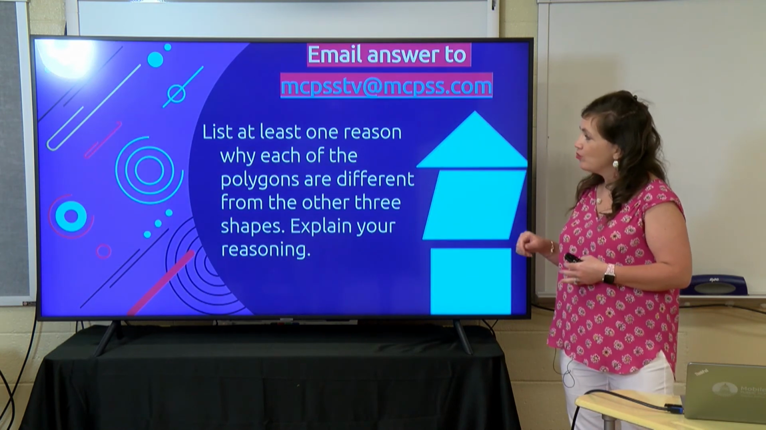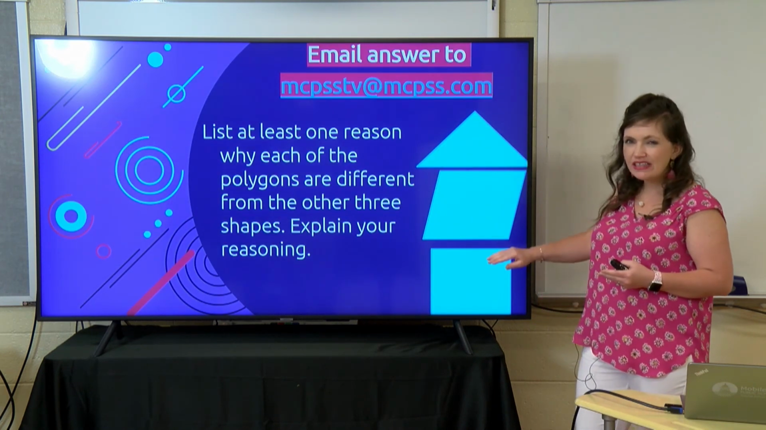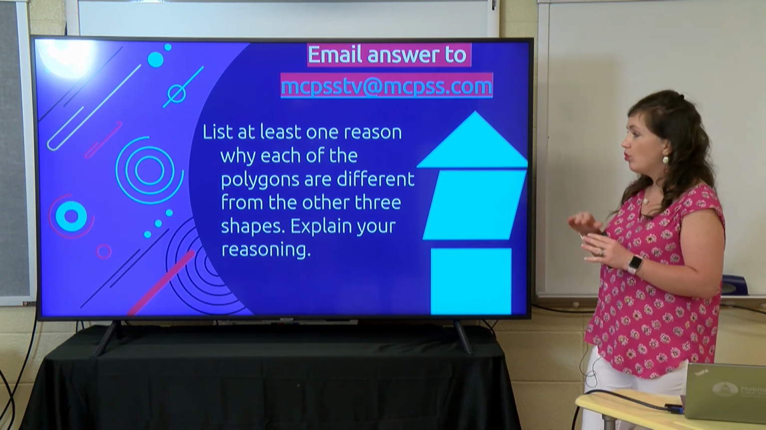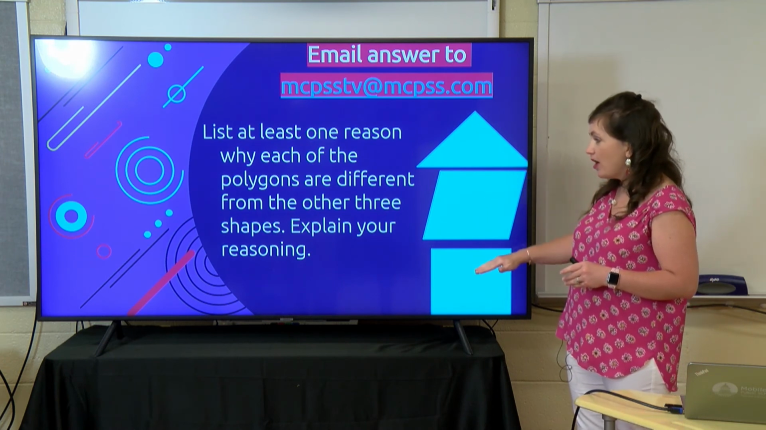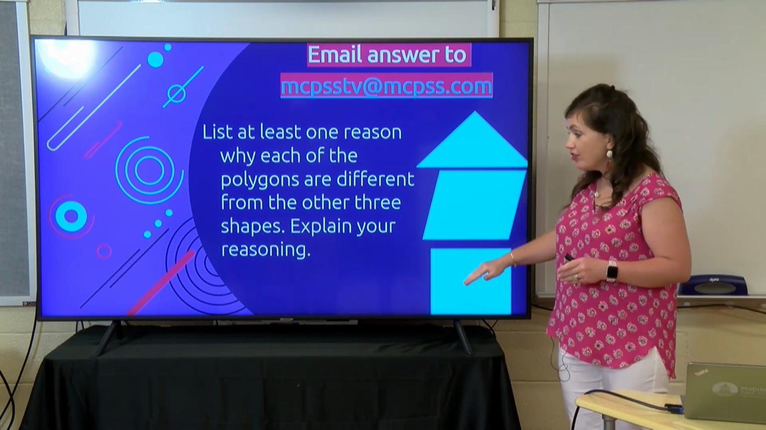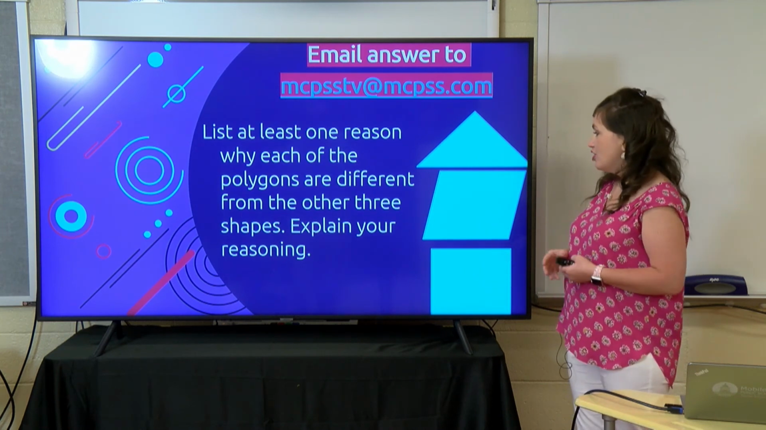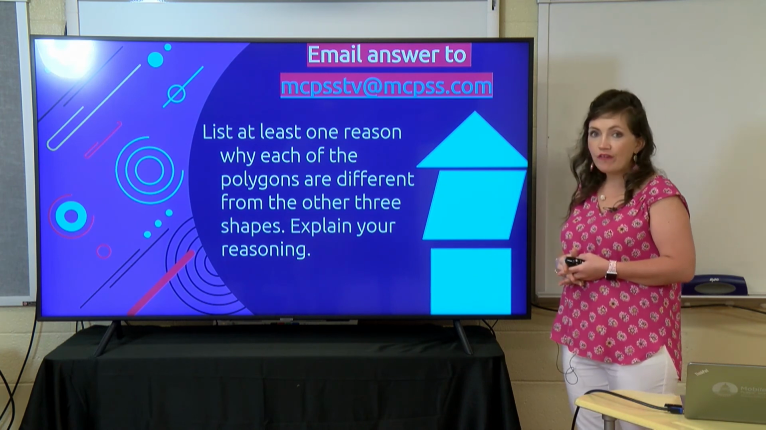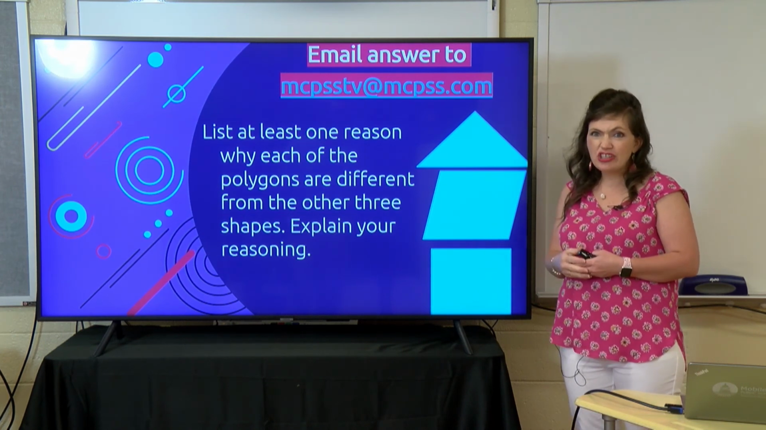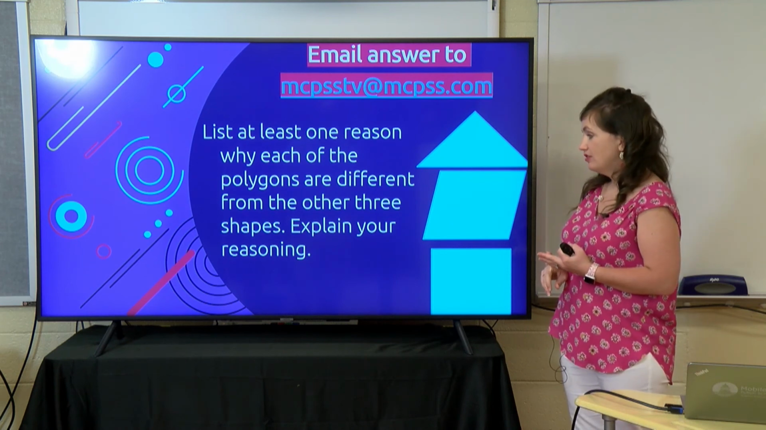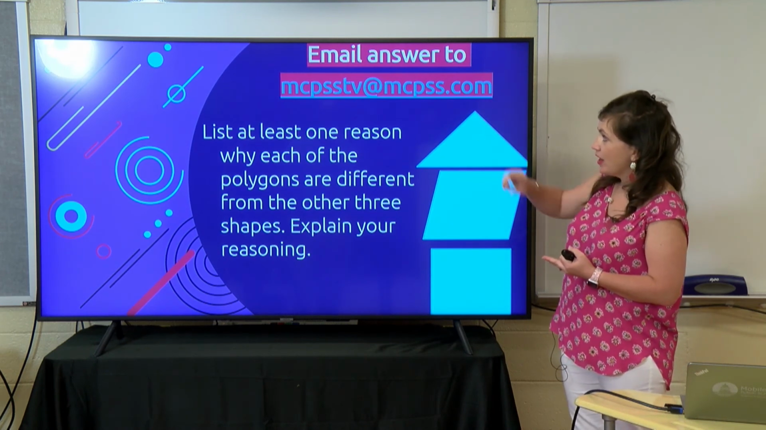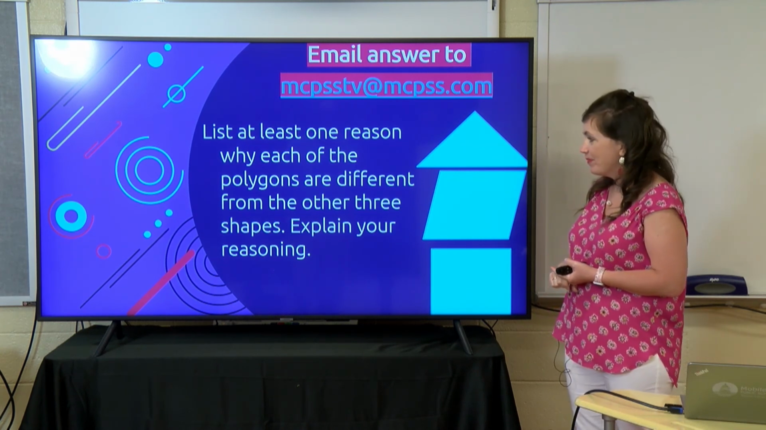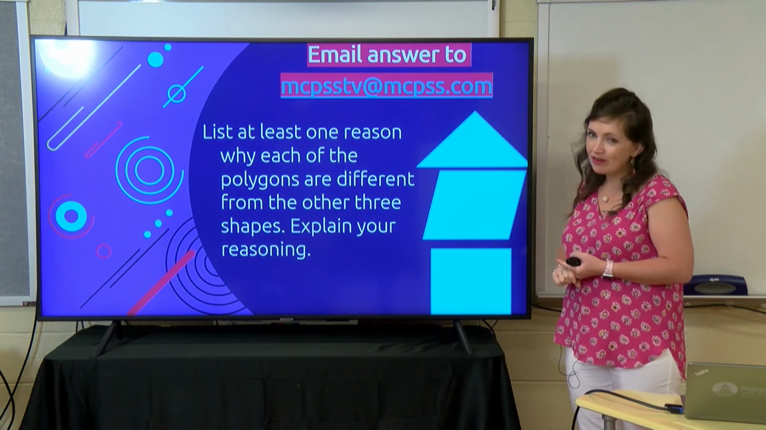All right, so what I want you to do is look at each of these figures. I want you to list at least one reason why each of these polygons are different from the other shapes. Explain your reasoning. So again, you're going to explain why each of these are different from the others. So you'll actually have 3 answers before you email them. I hope you're writing.